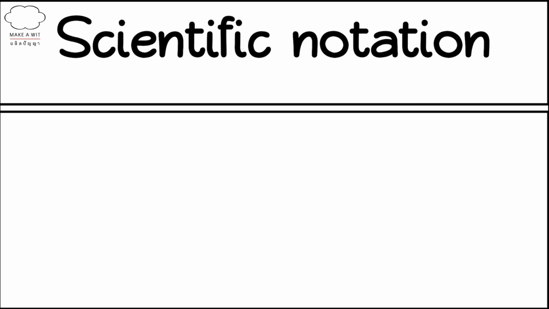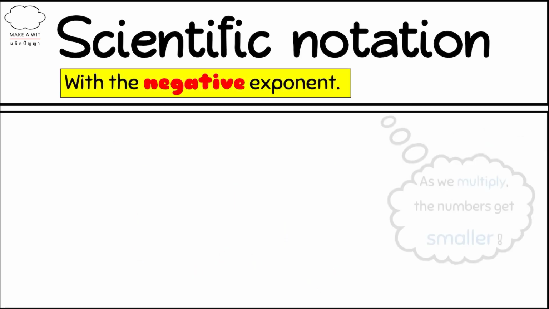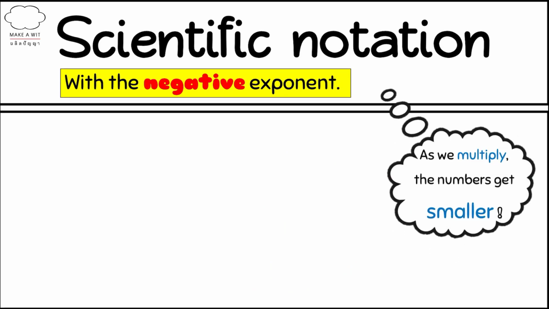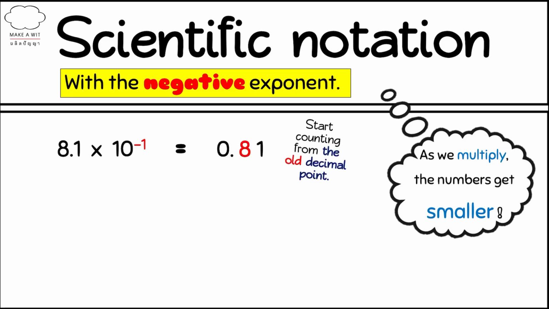Alright, now let's move on to the negative exponent. Now, as we multiply, the numbers get smaller. Okay, will be really small or smaller. Let's see, same digit, same decimal, 8.1. But then, what happens? You will start counting from the old decimal point here. From here, 8.1, right? You count to the left. Okay, you count to the left like this.